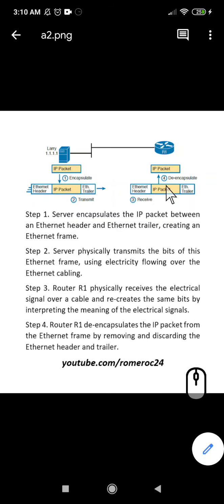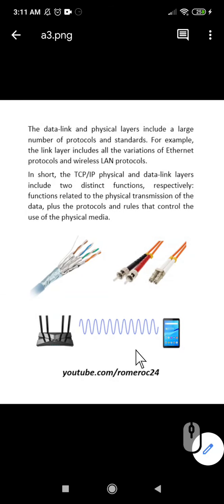Finally, step 4, de-encapsulate. Router R1 de-encapsulates the IP packet from the Ethernet frame by removing and discarding the Ethernet header and trailer. The data link and physical layers include a large number of protocols and standards. For example, the link layer includes all the variations of Ethernet protocols and wireless LAN protocols.